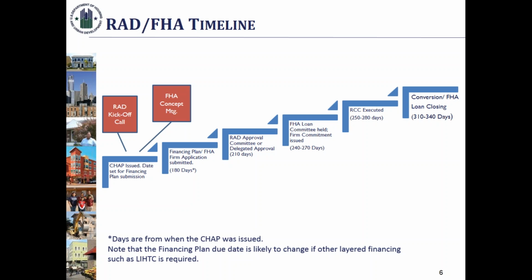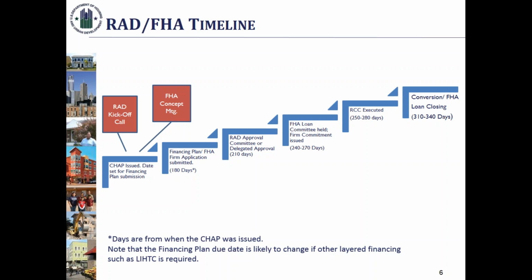As Robert just said, the RAD Approval Committee and the FHA Loan Committee should be very close in time, and hopefully the RAD PM and the FHA underwriter have been talking to each other, because the RAD Approval Committee always wants to know where we are with the firm, and the FHA Loan Committee wants to know that the RAD transaction has been approved.